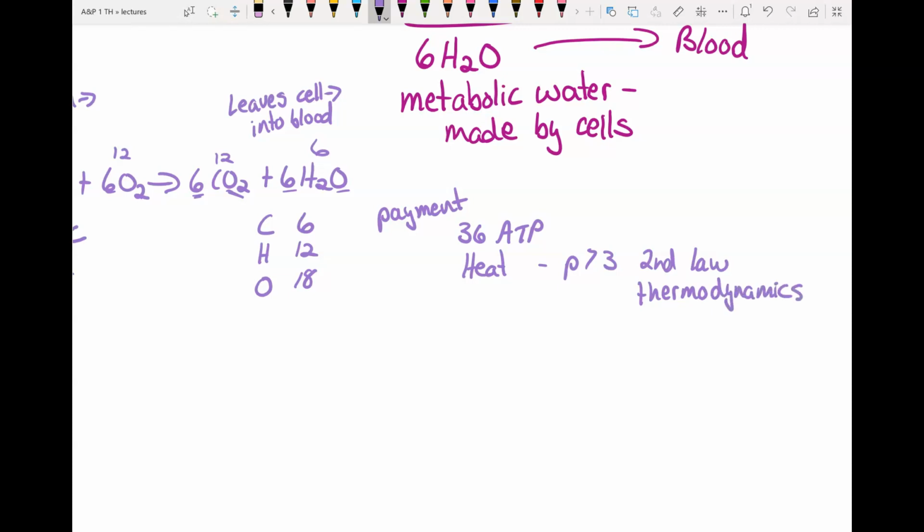Whenever you convert energy from one form to another, you get heat. We were converting energy. Glucose is a form of energy. ATP is a form of energy. We converted glucose energy to ATP energy. Therefore, we also produce heat. So this is where body heat comes from.